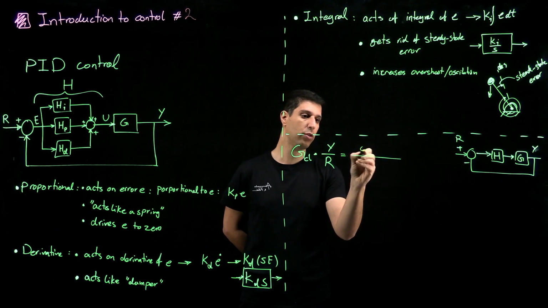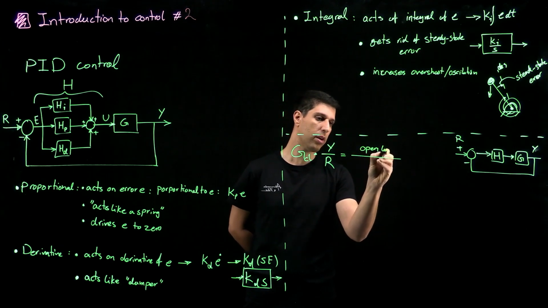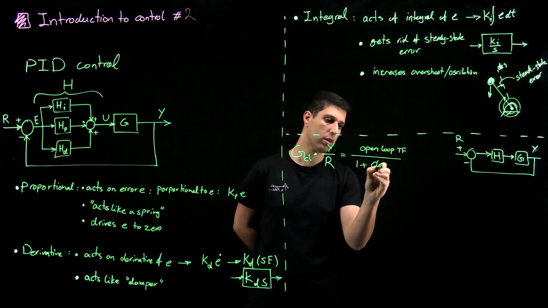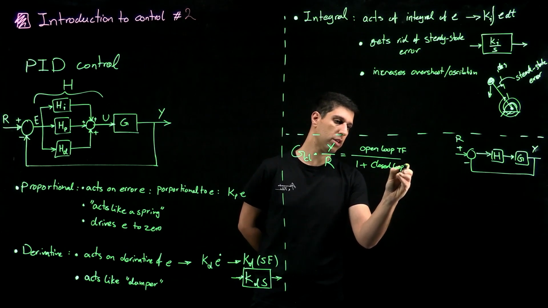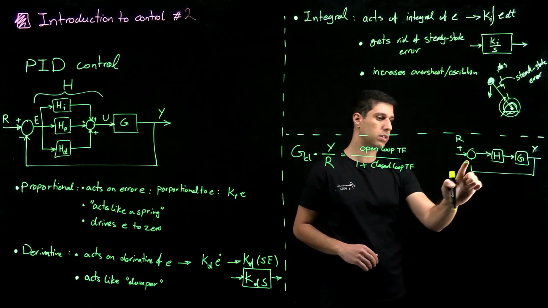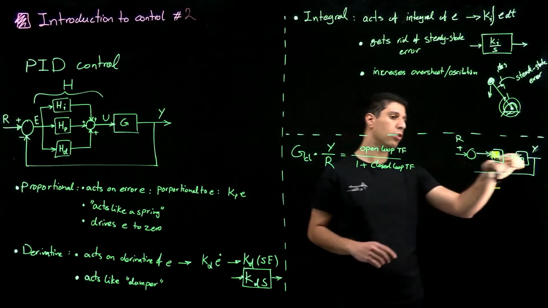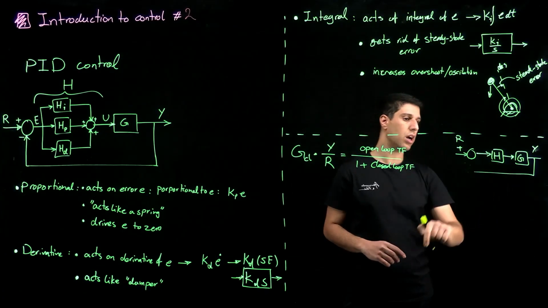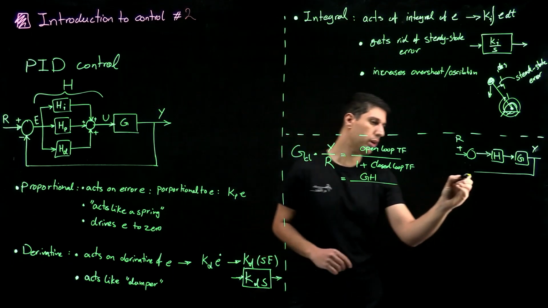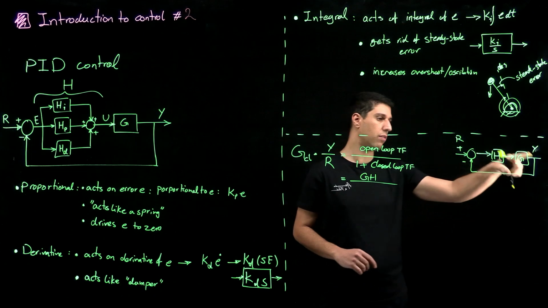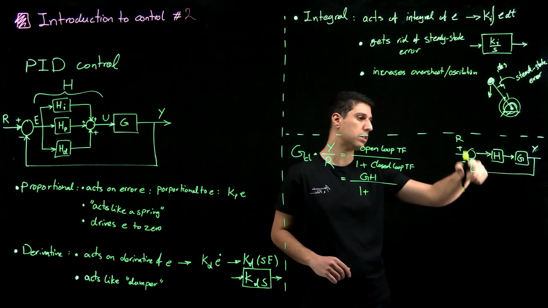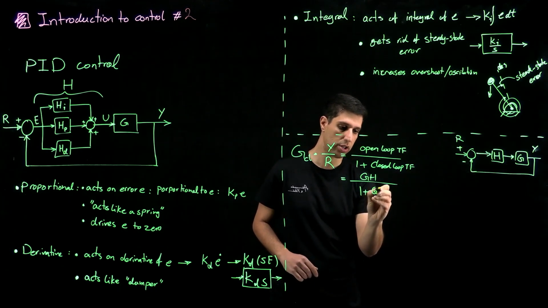It is the open loop transfer function over 1 plus the closed loop transfer function. And by that open loop, I mean this feedback doesn't exist. So open loop is G times H, so it is GH over, now I close it, now I have this closed loop, 1 plus this whole thing, whatever exists in this loop, 1 plus GH.